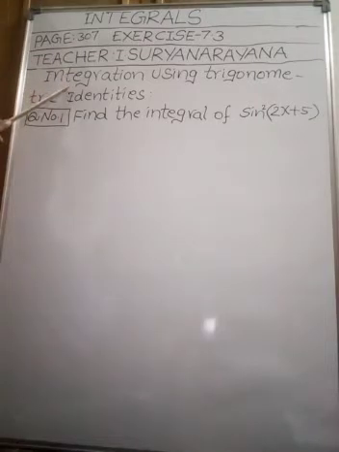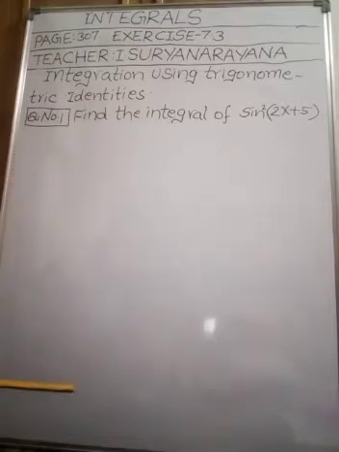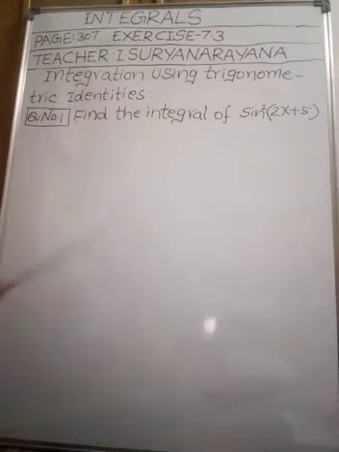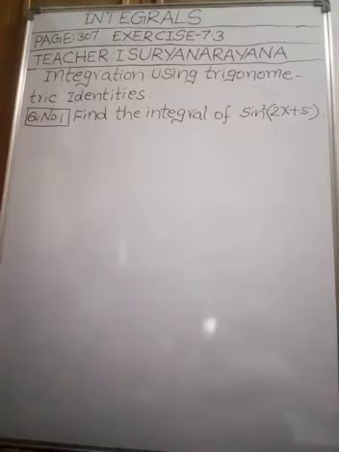In this exercise, we integrate the given function using trigonometric identities. In earlier classes, we have studied some trigonometric identities. By using them, we find the integrals of the given function. We have to convert the given integrand into the standard form using suitable trigonometric identities. That is the concept for Exercise 7.3. Now come to question number 1.